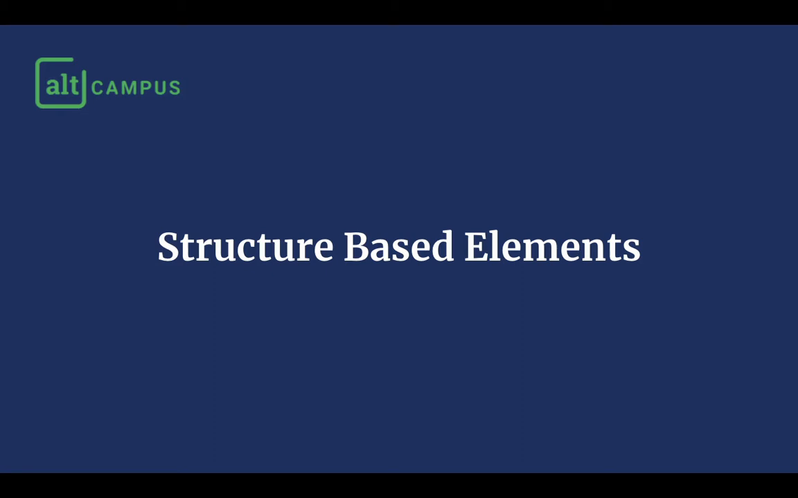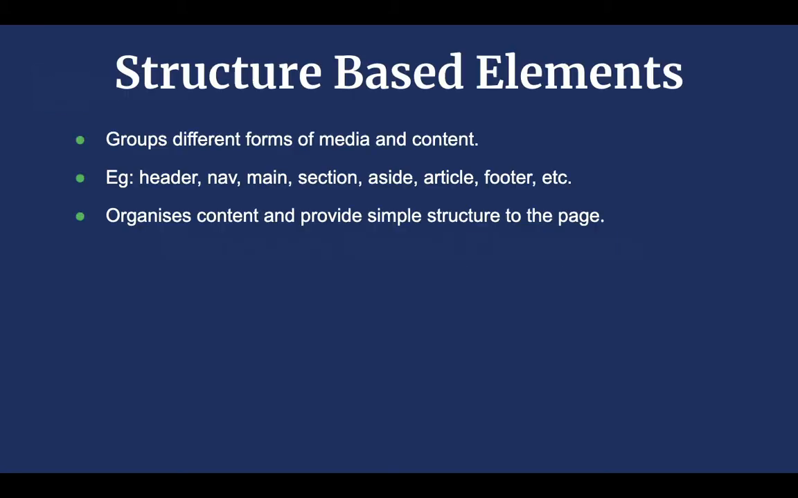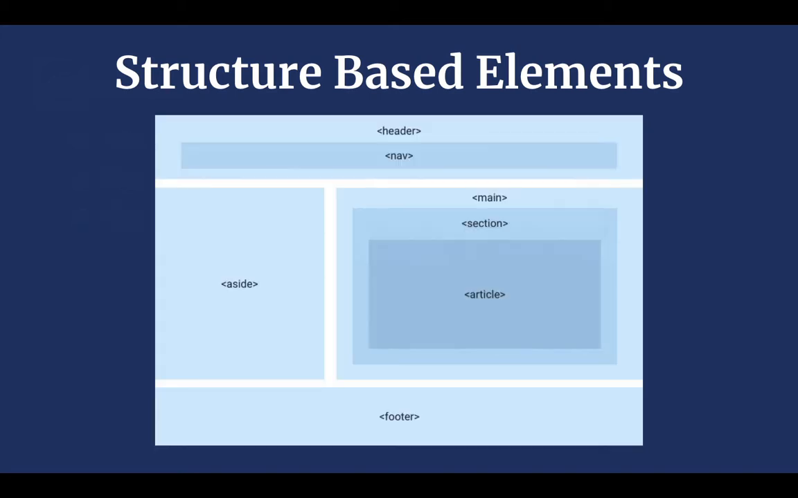Alright guys, we have seen different forms of media and content that we can have on our page. The content on a page is grouped based on the structure of a page. So apart from text based elements, links, images, etc., there are some structure based elements also. For example, we have header, nav, aside, main, section, article, and footer. All of these structure based elements are block level elements, and they are also semantic tags.